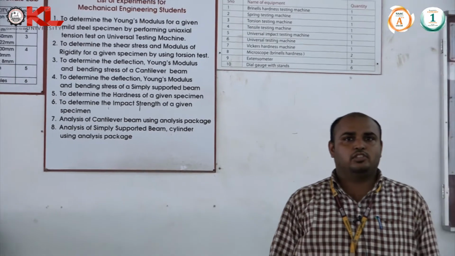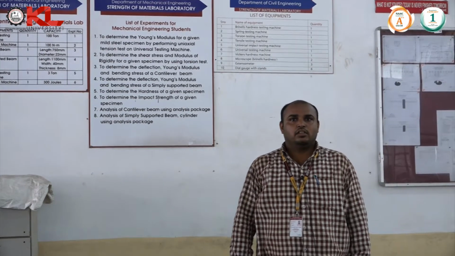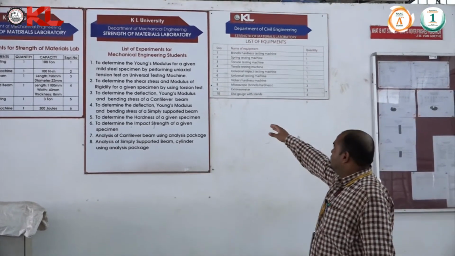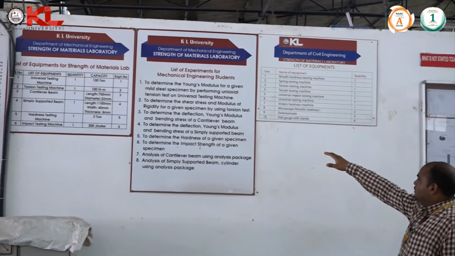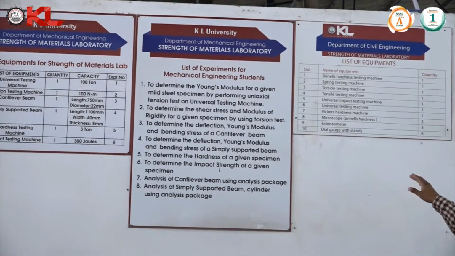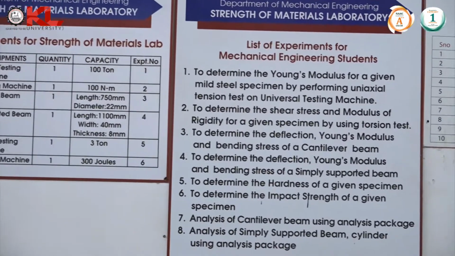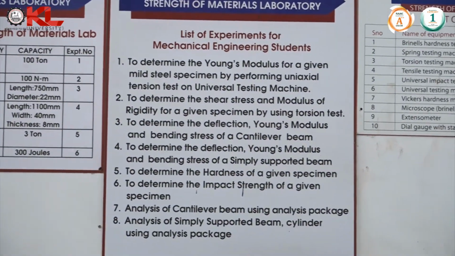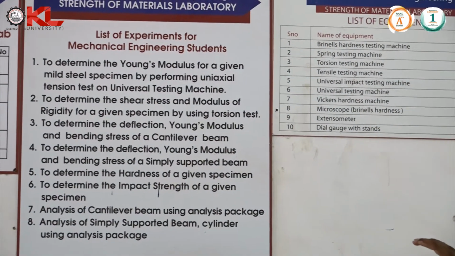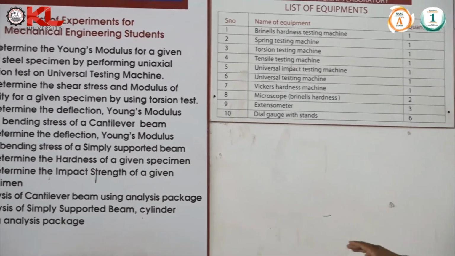Myself, I am Achyut Reddy, Assistant Professor in Department of Civil Engineering. The objective of the Strength of Materials lab is to demonstrate the basic principles of strength of materials and structural analysis. The first lab experiment is the tension test, second is the torsion test, third is cantilever beam, fourth is simply supported beam, fifth is hardness testing, sixth is impact testing machine, seventh is the simulation of cantilever beam and simply supported beam.